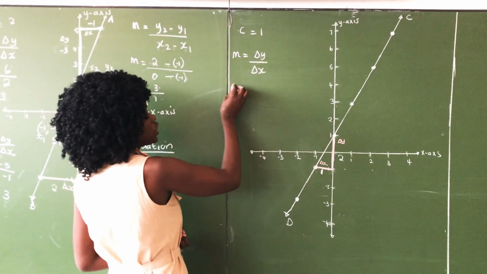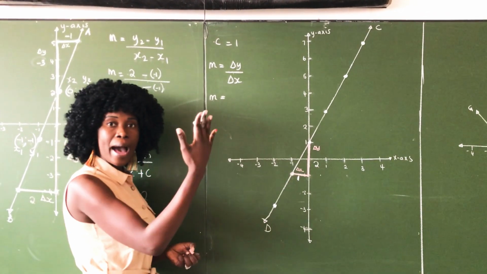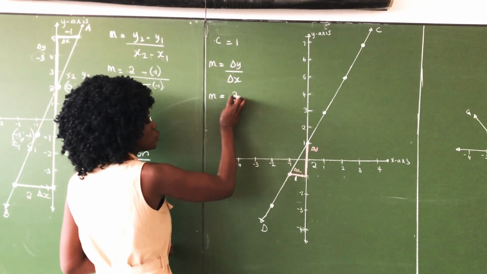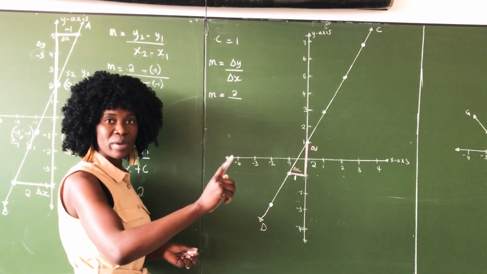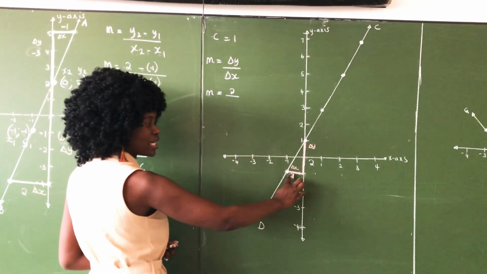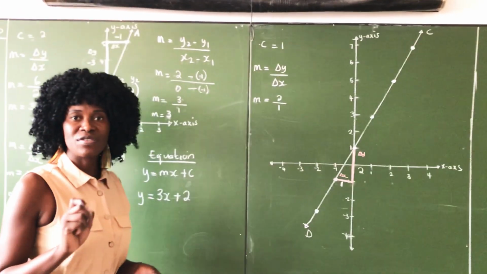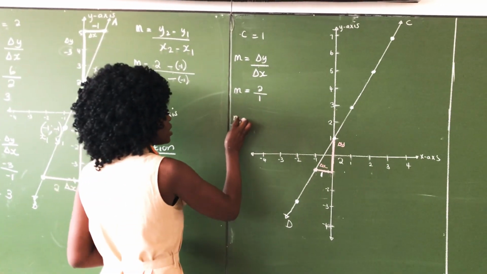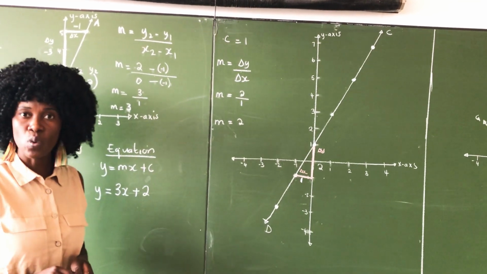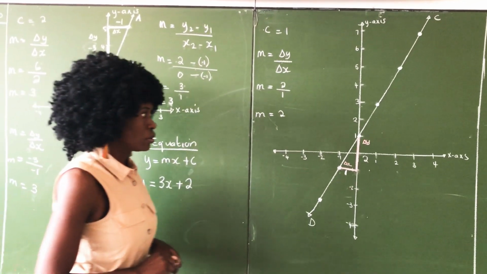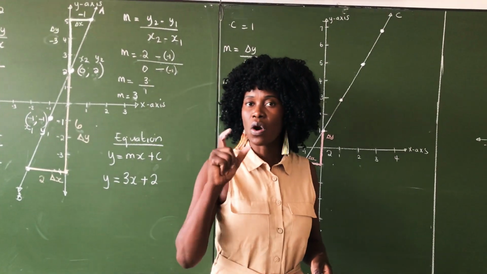What is our change in y? Our change in y is our up movement, which is positive 2. And our change in x is our right movement, the horizontal movement, and we moved to the right, so that's a positive 1. So we have 2 divided by 1, which gives us positive 2. That's method 1.